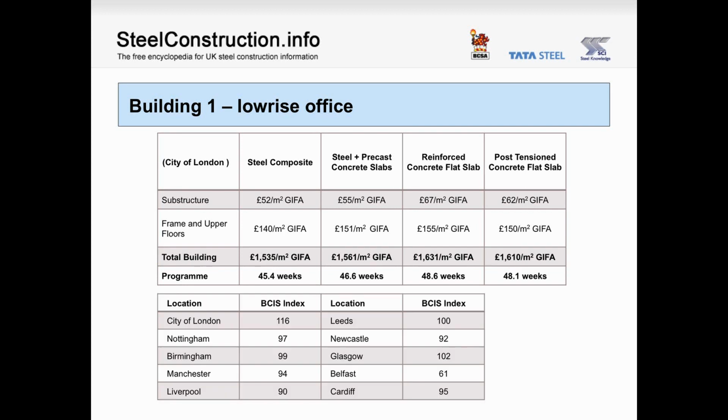All of the numbers in the table are City of London rates, and we need to apply our location index if considering a building elsewhere in the UK. The figures quoted were updated for the 27th of July 2012 article in Building. Please reference the latest information via the link at the bottom of the screen.